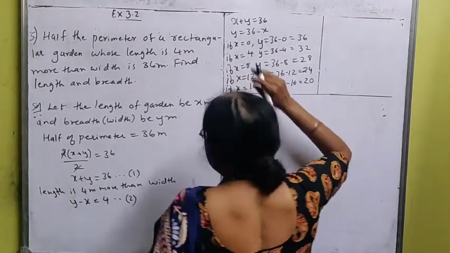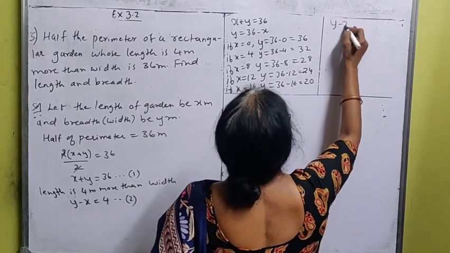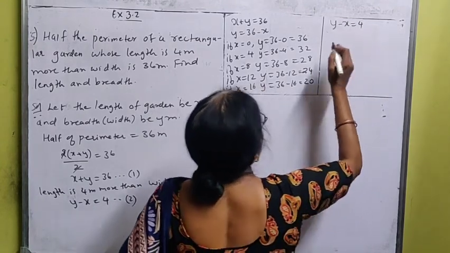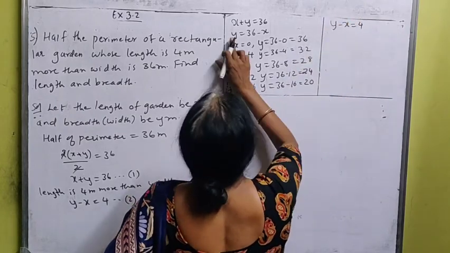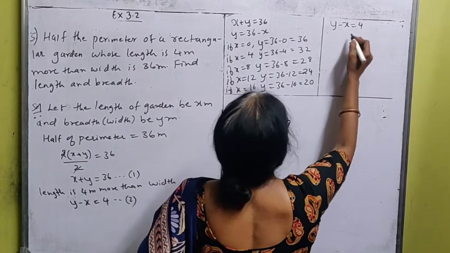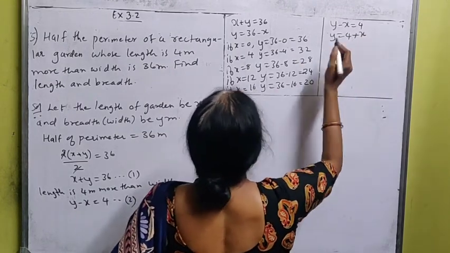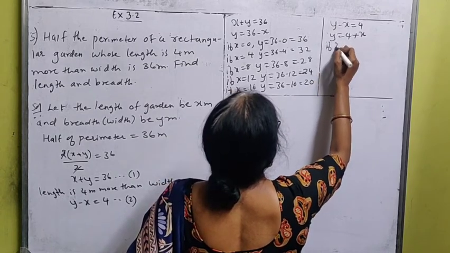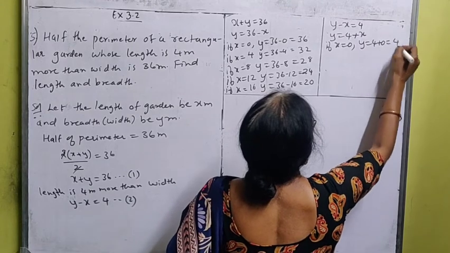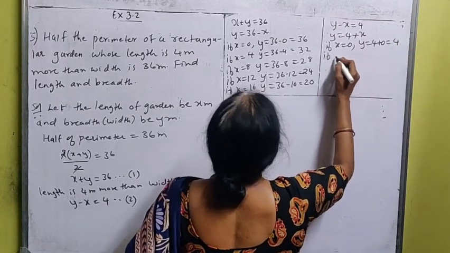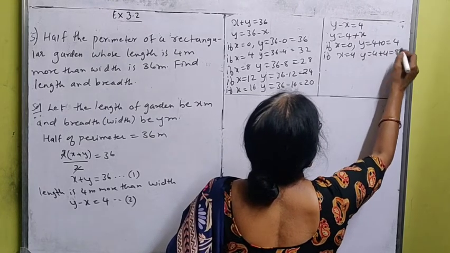Now next, what is given here? y minus x is equal to 4. I have to find out y. So y is equal to 4 plus x. Similar values I will take. If x is equal to 0, y is equal to 4 plus 0, which is 4. If x is equal to 4, y is equal to 4 plus 4, which is 8.